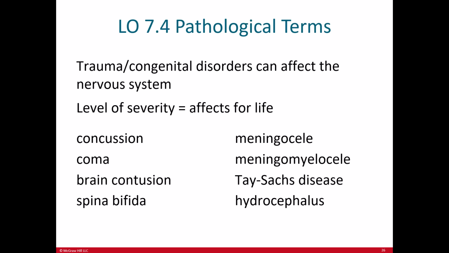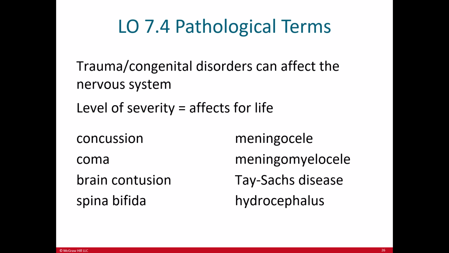All right, learning outcome 7.4, pathological terms. So these can be trauma, so traumatic, isolated incidents, or congenital. Think of Maybelline. Maybe you're born with it, that's congenital. So traumatic or congenital disorders can affect the nervous system. The level of severity is going to determine how much it affects life. So we have a concussion, which is an injury to the entire brain, and then coma and brain contusion.